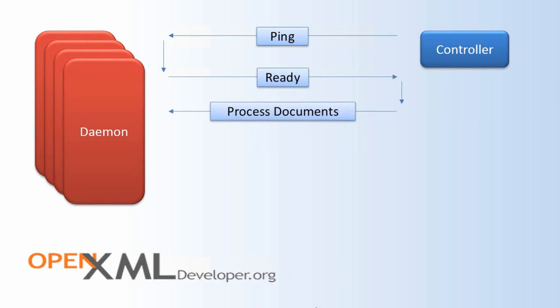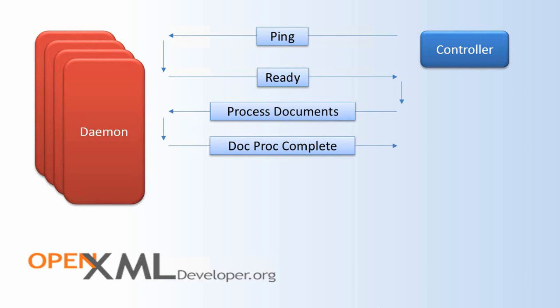The controller then sends a request to the daemon to process some documents. And the daemon, after it's done processing that set of documents, sends a message back to the controller telling it that the document process is complete. It then sends back some XML that contains a report of how that processing went. If the processing of those documents resulted in thrown exceptions, we want to know about that.